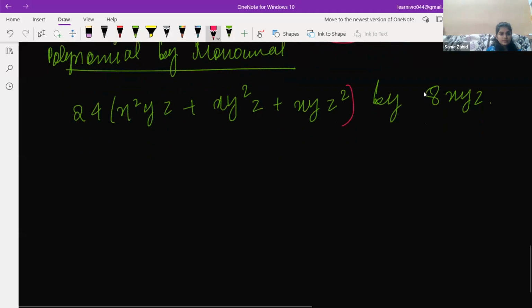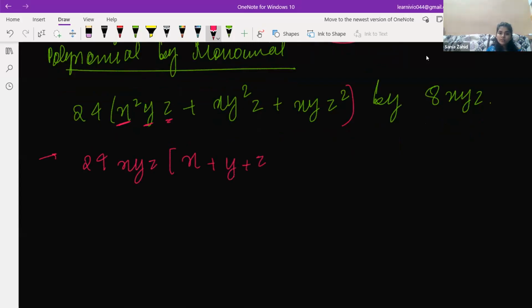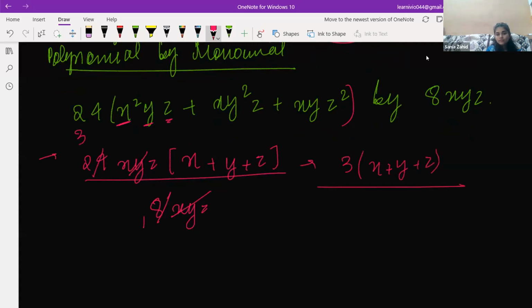Okay, so I will have 24 into 1x, 1y, and 1z. So what am I left with inside the bracket? xyz plus xyz plus xyz. No, no, no. x plus y plus z. Very good. You're left with x plus y plus z. And then you have to divide it by 8xyz. So you can cancel xyz and xyz. And then 8 and 24 also you can cancel. So what you're left with is 3 into x plus y plus z.